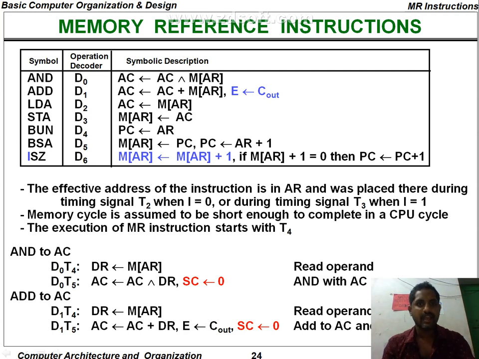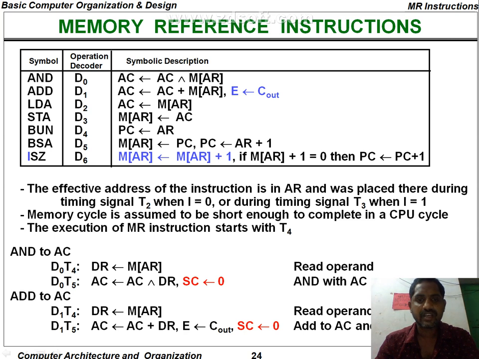See here, add, load, content of the accumulator, store, accumulator to add, and PC to AR, and branch conditions, PC to M of AR, and address register increment to the PC. Then incremented, M of AR plus 1 to M of AR. Okay, so likewise we have to use the different types of symbols. We have to perform the operation codes. The effective address of the instruction in AR was placed there during time signal T2 when I equal to 0, during the time signal T3 when I equal to 1.